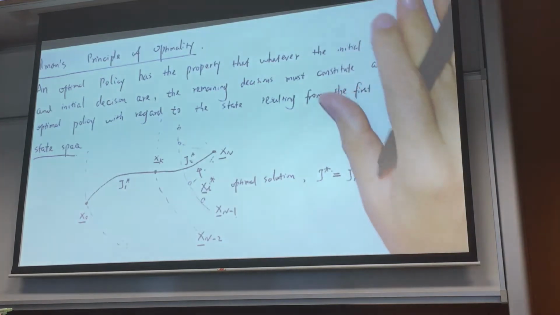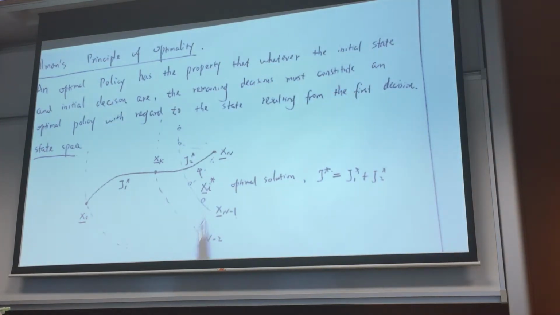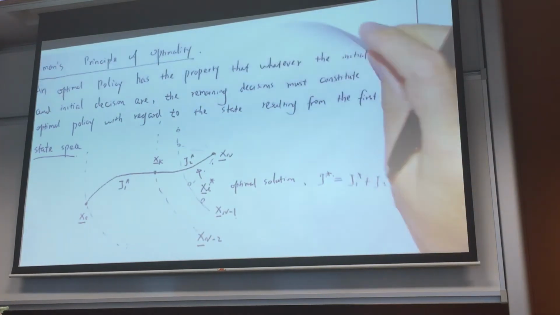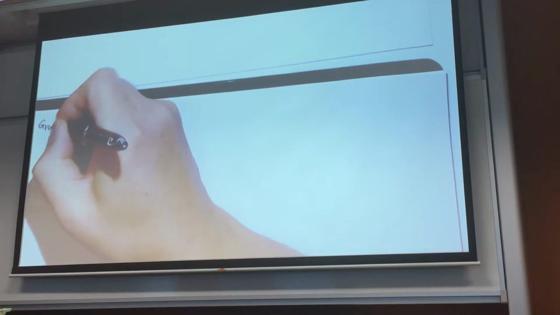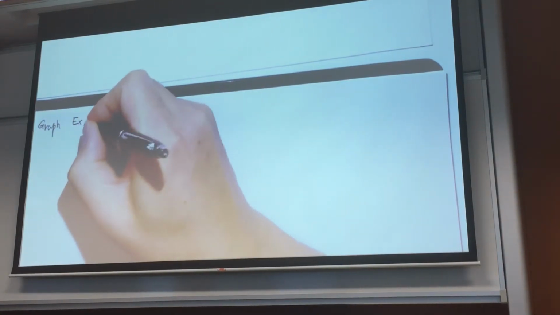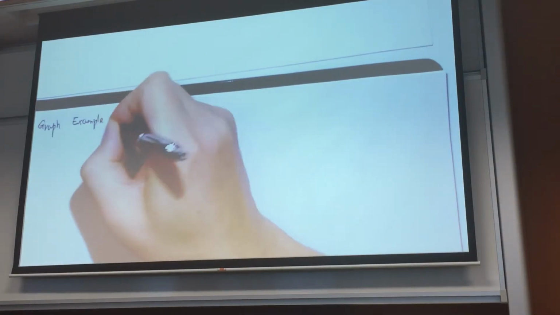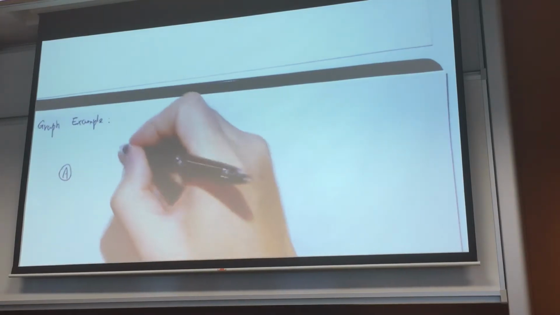Now we use a graph example to illustrate this idea. In this example, assume we have a graph. There are some nodes in this graph. I just plot it here. There are several nodes.